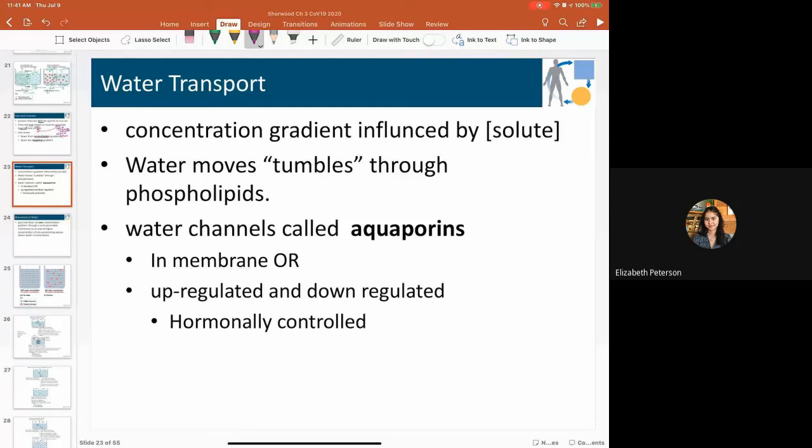So I talked to you about water being able to tumble. It's got a negative charge on the oxygen, positive charges on the hydrogen. And so when you have hydrogen and another molecule over here with hydrogen.